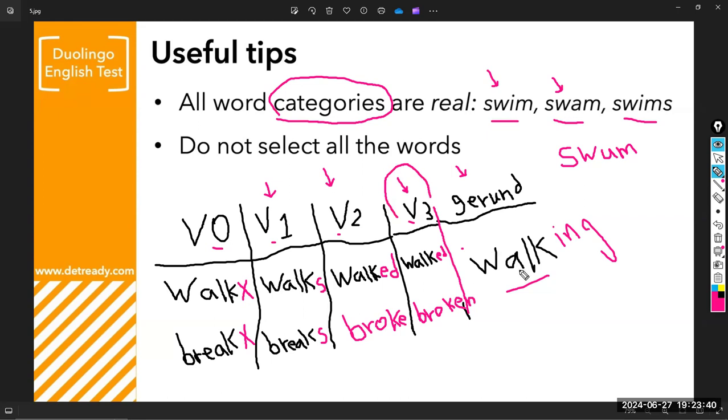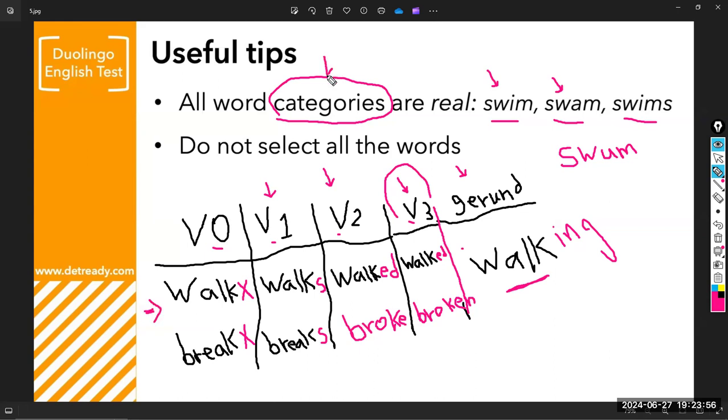Okay? That's clear. Bravo. The verb without any ending is called what? Infinitive. Add ing, it will be gerund. So these are the categories of verbs in English.